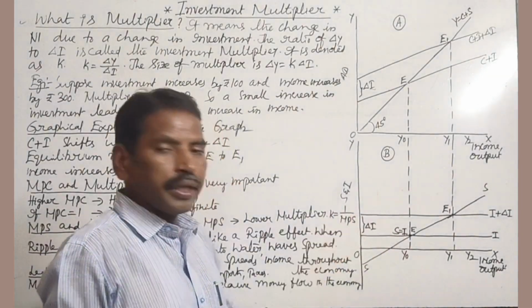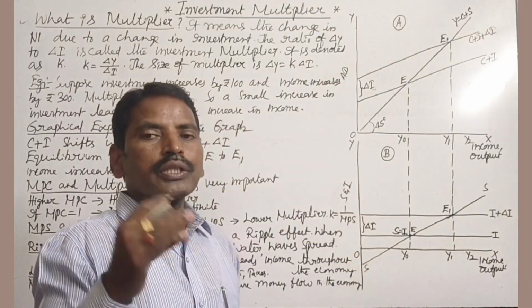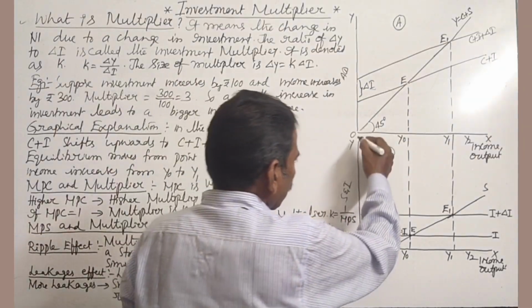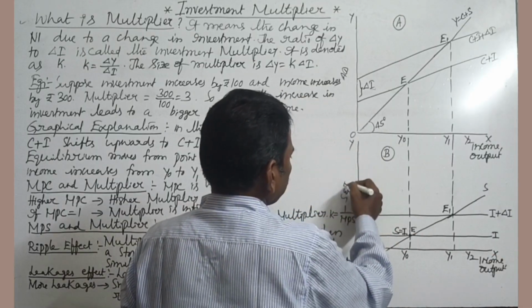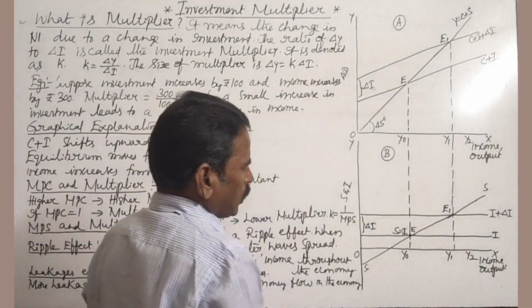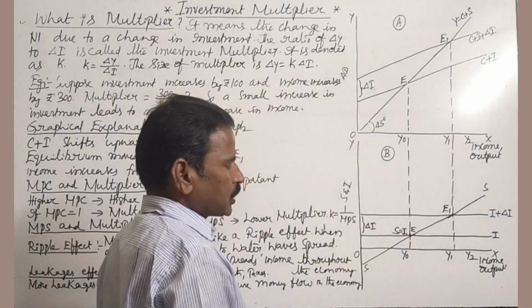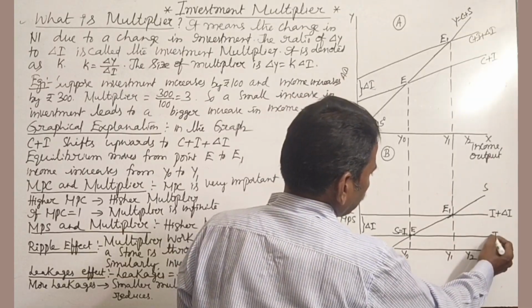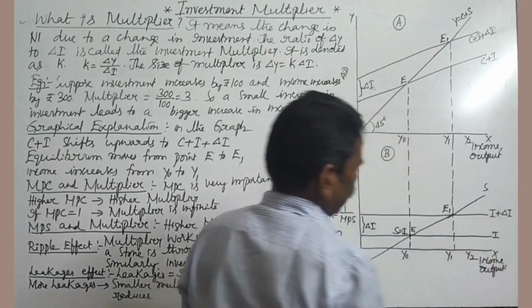So in panel B, investment multiplier can be explained with the help of savings and investment, or leakages and injections. So draw an L shape, mark Y, O, X. Savings and investment are measured on the Y-axis, income or output is measured on the X-axis. This is the investment line. It is autonomous investment, parallel to the X-axis, and when change in the investment is added, the investment line shifts upwards, that is I plus delta I.